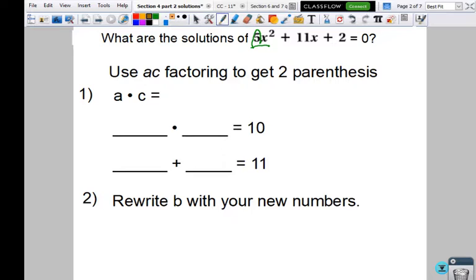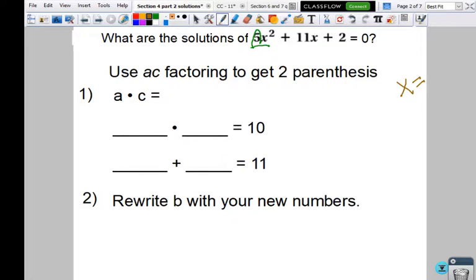Okay, so we're going to use AC factoring, and we're going to get down to 2 parentheses. Unlike last chapter, we're not going to end it at the 2 parentheses. We're going to keep going and get solutions. So our final answer for everything today is going to be x equals something.